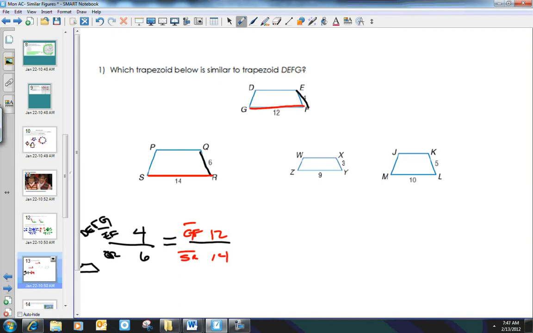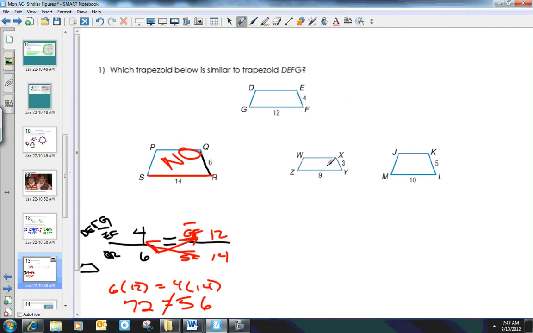Okay? Now, 6 times 12, does that equal 4 times 14? 6 times 12 is 72. And 14 times 4 is 56. These do not equal each other. This is not a proportional triangle. Or I'm sorry, a proportional trapezoid. All right, so let's start over.